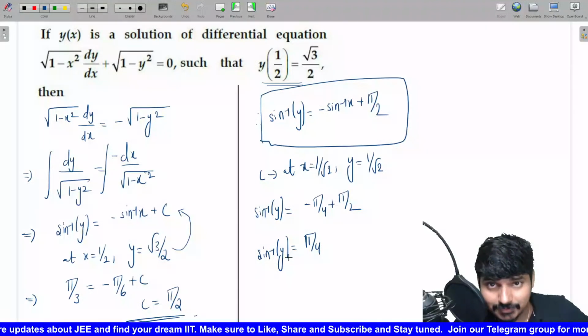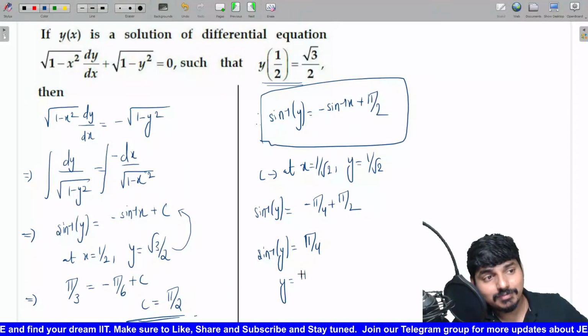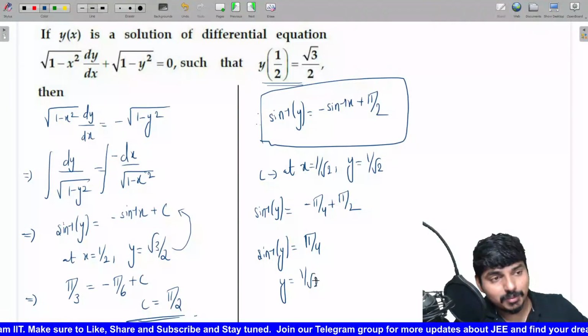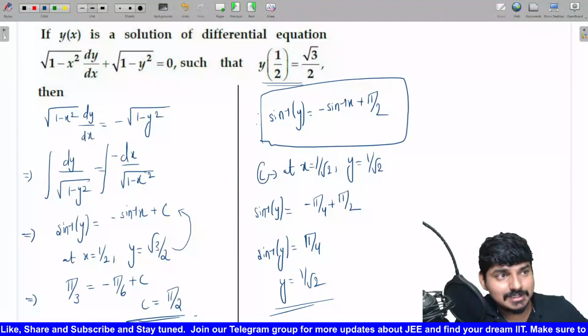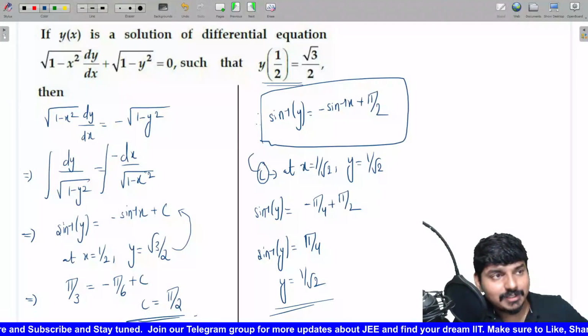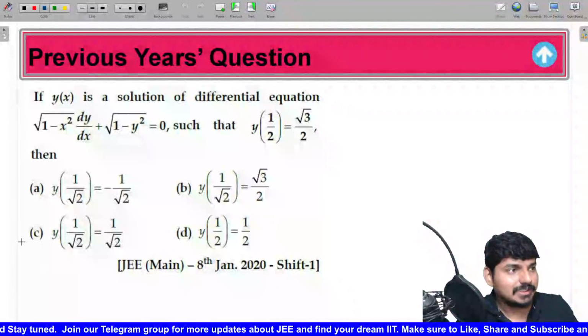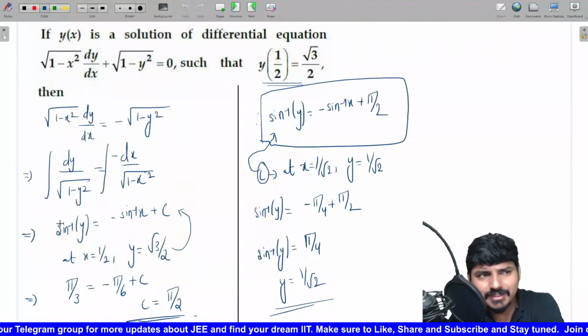So sine inverse y, if it is pi by 4, what is the value of y going to be? Well, y is going to be 1 by root 2, everyone. So see, it is satisfying the condition. Option C is definitely going to satisfy the above equation. So what we can say that option C is going to be the right answer. The other options are not going to satisfy this equation, man.